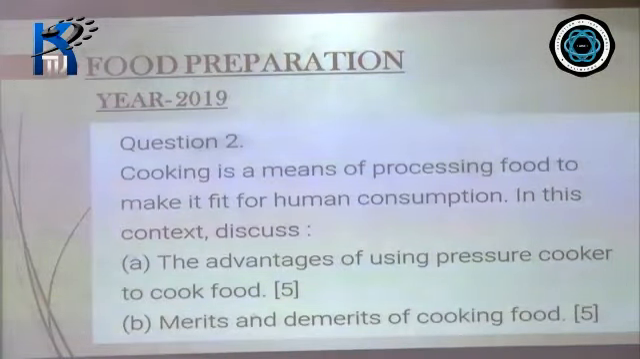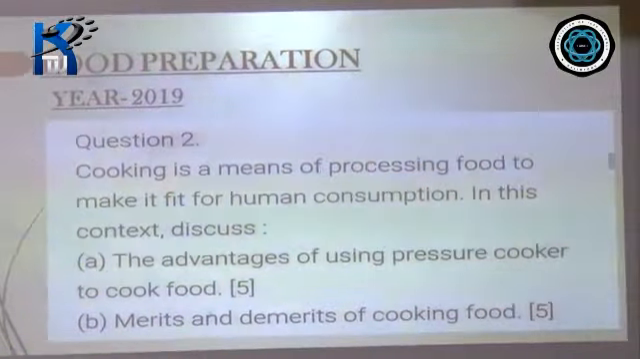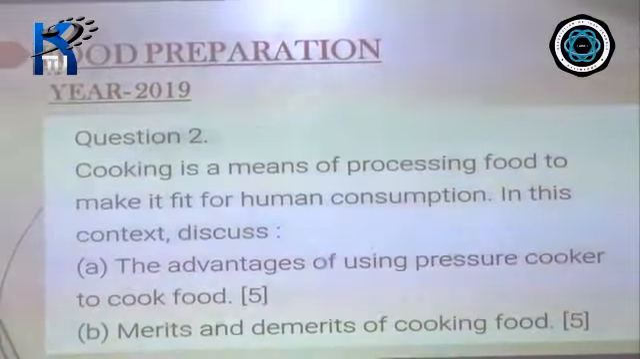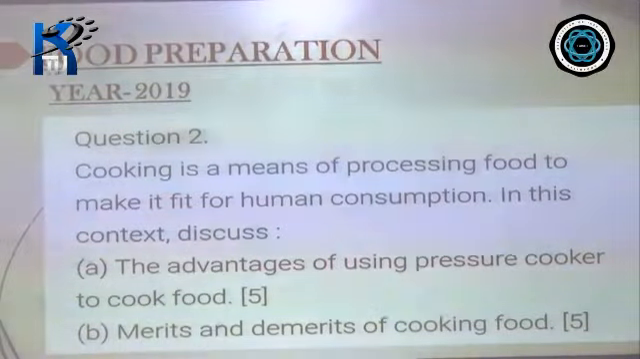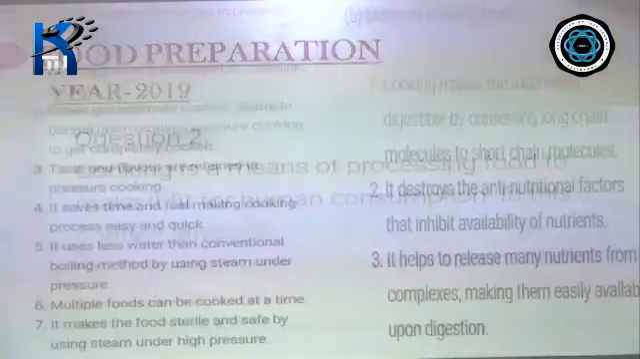So from food preparation, I have chosen a question from the year 2019, that is, as you can read, cooking is a means of processing food to make it fit for human consumption. In this context, discuss the advantages of using pressure cooker to cook food, merits and demerits of cooking food.